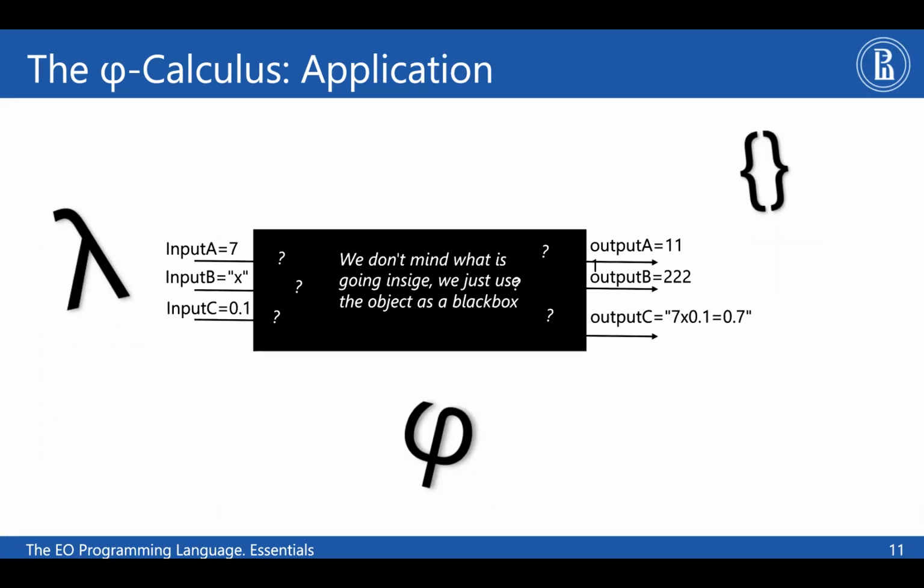When we abstract an object, we are its author. So we define the links and so on, its structure, inputs and outputs. And when we apply an object, we are its users, like here. While applying, the object becomes a black box for us. We don't mind what is going on inside. We just use the object as a black box. And here we pass some parameters like 7, x, and 0.1, and the object gives us its outputs.